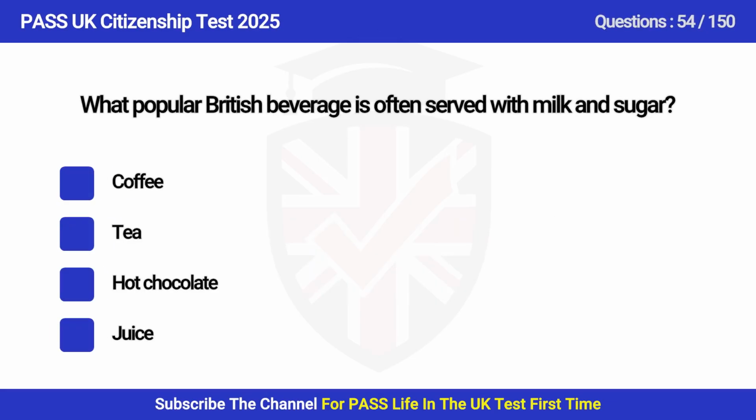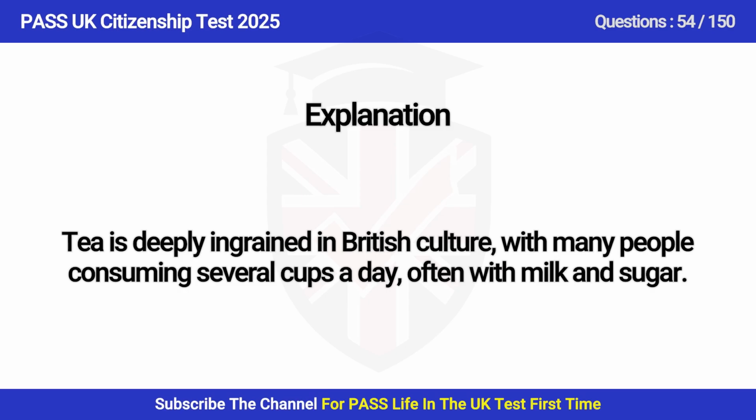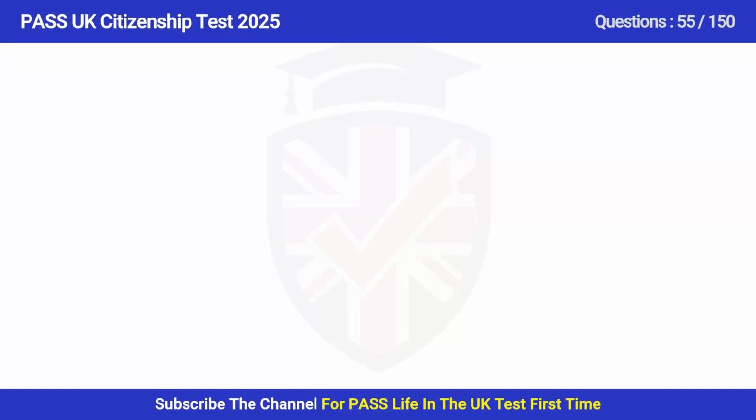Question 54. What popular British beverage is often served with milk and sugar? A. Coffee, B. Tea, C. Hot chocolate, D. Juice? Answer is B. Tea. Tea is deeply ingrained in British culture, with many people consuming several cups a day, often with milk and sugar.